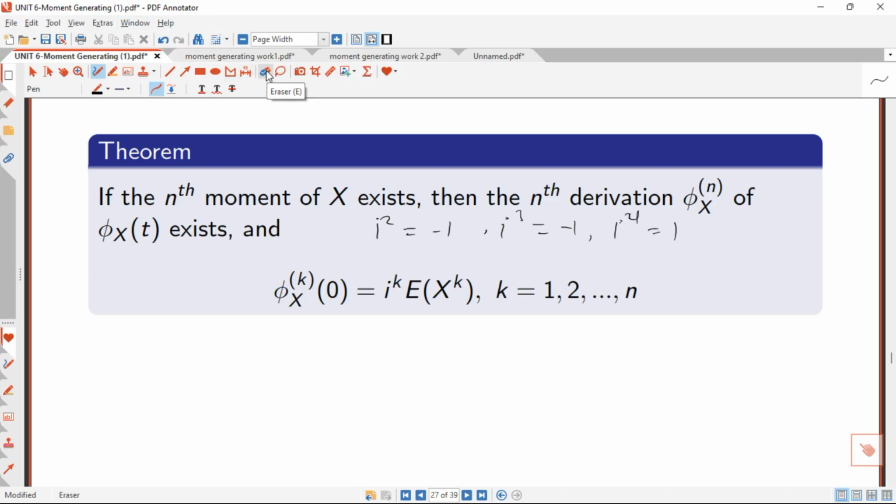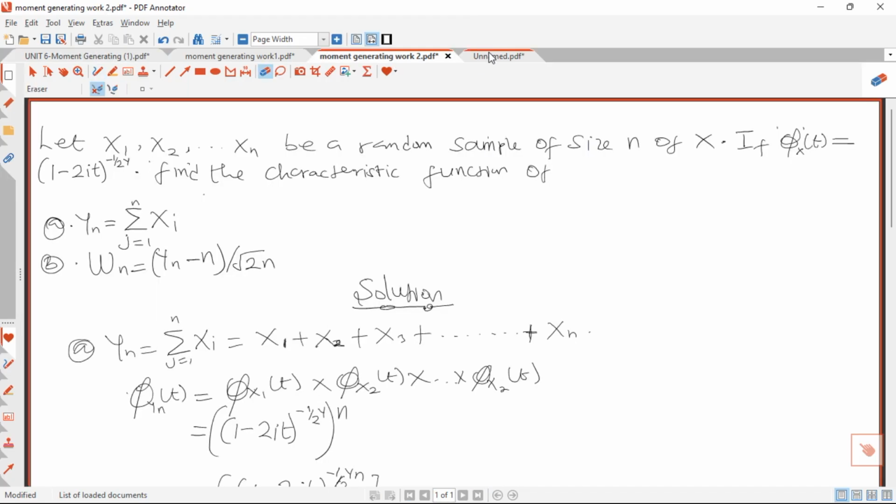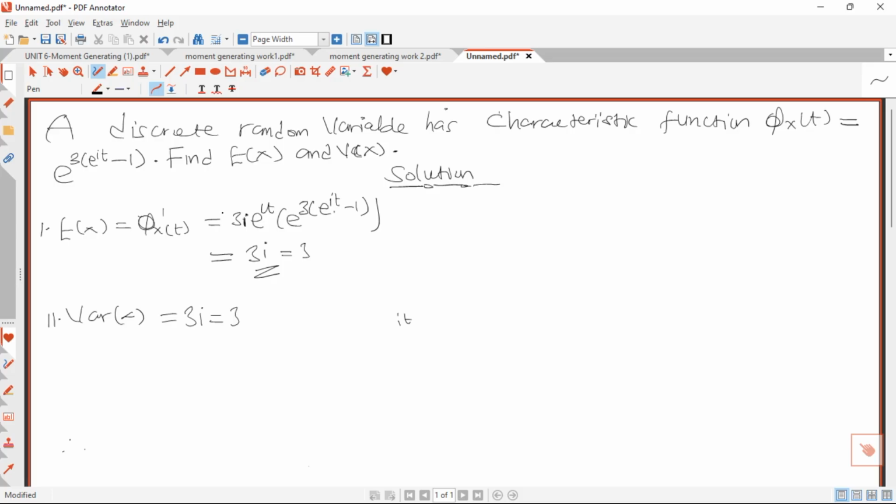So you see, it's the same thing that we explained earlier under the moment generating function. So let's solve an example to better our understanding here, okay? Yes, so there's an example. It says a discrete random variable has characteristic function equal to e raised to the power 3 bracket open e raised to the power it minus 1. Find the expectation and variance of x, right?